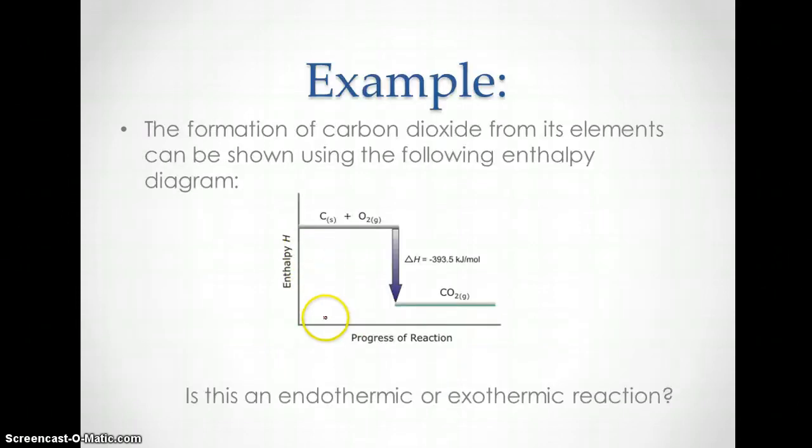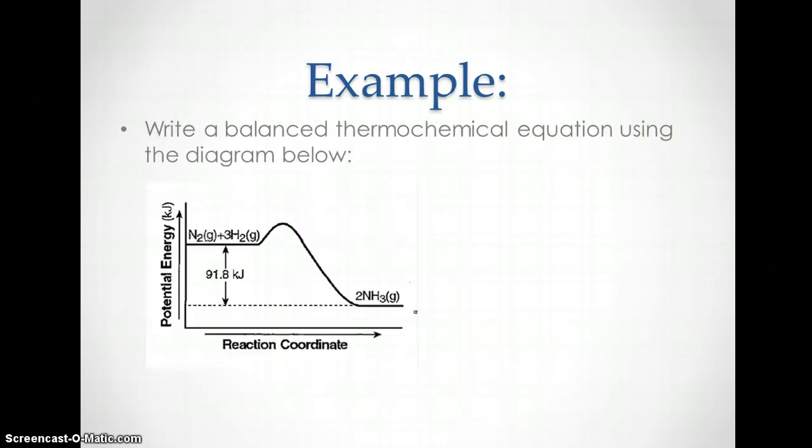For example, the formation of carbon dioxide from its elements can be shown using the following enthalpy diagram. So here are the elements, here's the product, our delta H is negative. So is this an endothermic or exothermic reaction? It is exothermic because the products have less heat than the reactants. Heat was released. Last example, write a balanced thermochemical equation using the diagram below.